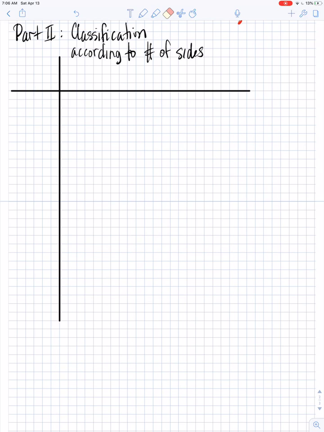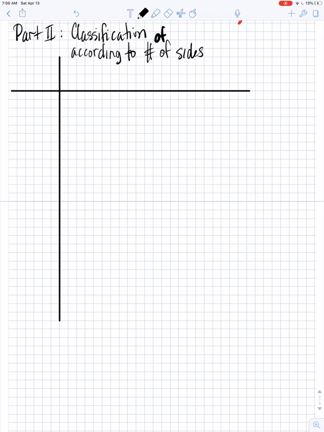All right, let's keep talking about polygons. We just learned how to identify a polygon as a two-dimensional closed figure made up of straight line segments with no gaps or overlaps. Now that we can understand what a polygon is, we can classify.